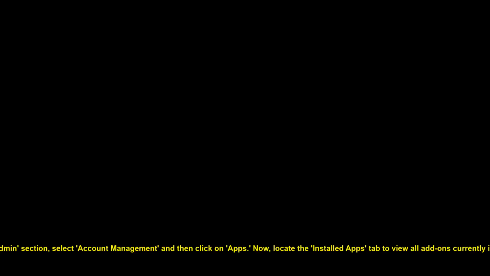Log into your Zoom account with your credentials. Once logged in, navigate to the admin section from the left-hand menu. In the admin section, select Account Management and then click on Apps. Now, locate the Installed Apps tab to view all current add-ons.